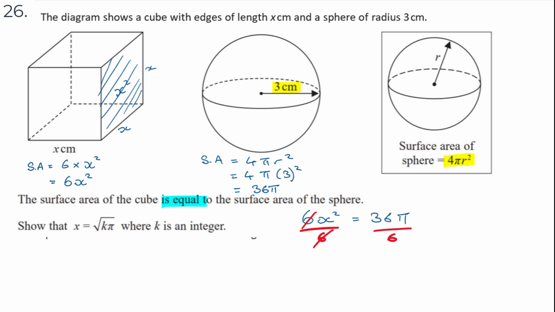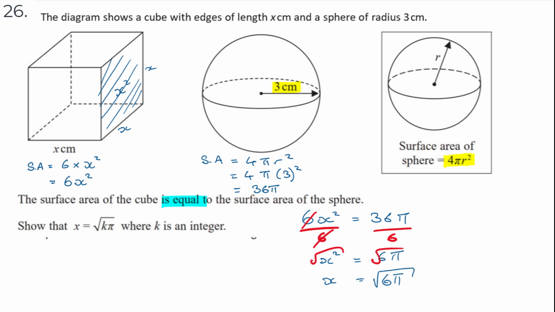That's going to leave me with x squared on the left, and 6 goes into 36 6 times, so that's going to leave me with 6 pi. Okay, oh, that's a lot easier than I thought. Then I'm just going to have to square root both sides then, aren't I? Square root both sides. Square root is the opposite of squaring, so if I square root x squared, I'm going to get x, and if I square root 6 pi, I'm going to get root 6 pi.